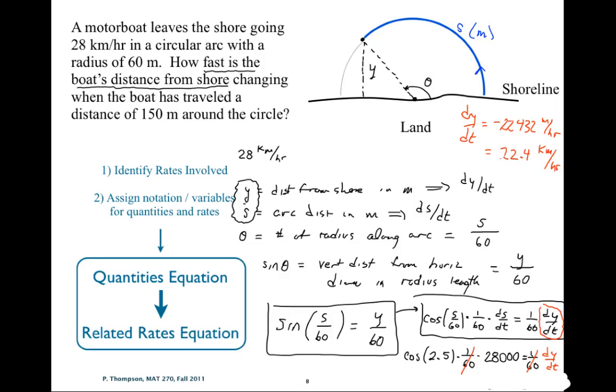Okay, we got another negative. Does the negative make sense for this? Kilometers per hour. Because at that moment, with 2.5 radius lengths, you're over here in the second quadrant. Y is decreasing, right? You're getting closer to the shore. So this is how fast you're getting closer to the shore as you keep going around the arc at that moment. Negative 22.4 kilometers per hour.